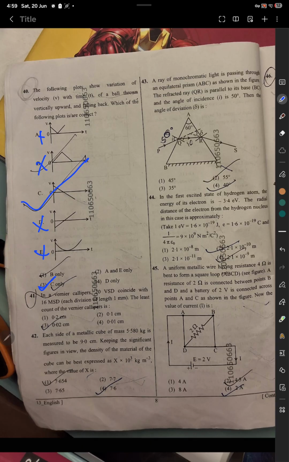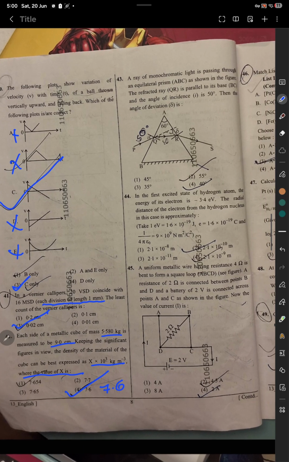So next question. In a vernier calipers 20 VSD coincides with 16 MSD, each division of length 1 mm. The least count of vernier calipers is this, 0.02 centimeter. Question number 42. Each side of a metallic cube of mass this kg is measured to be this centimeter. Keeping the significant figures in view, the density of material of the cube can be best expressed as this, where the value of x is this, 7.6 is your correct answer.